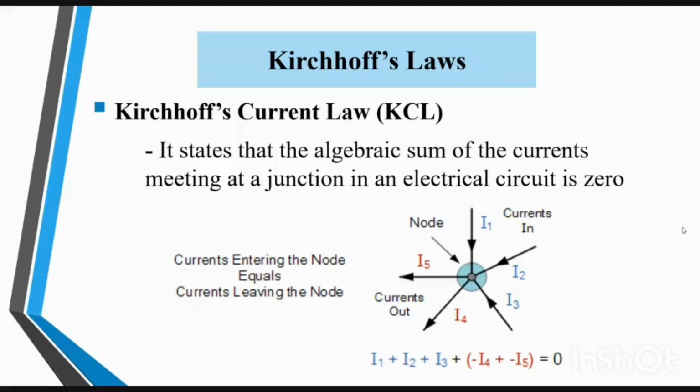First, Kirchhoff's current law, that is KCL. It states that the algebraic sum of the currents meeting at a junction in an electrical circuit is zero. That is, the current entering the node will be equal to the current leaving the node. Here, the incoming currents are taken as positive and the outgoing currents are taken as negative. That is, I1 plus I2 plus I3 minus I4 minus I5 equals 0.